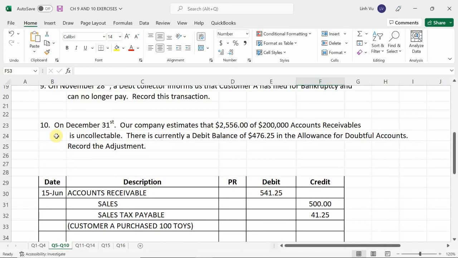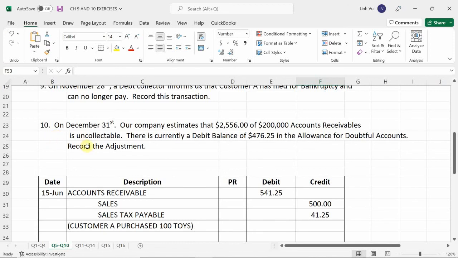Okay. So then number 10, on December 31st, our company estimates that $2,556 out of our $200,000 accounts receivable are to be uncollectible. And there is currently a debit balance of $476.25 in the allowance for doubtful accounts. So let's go ahead and record this adjustment.